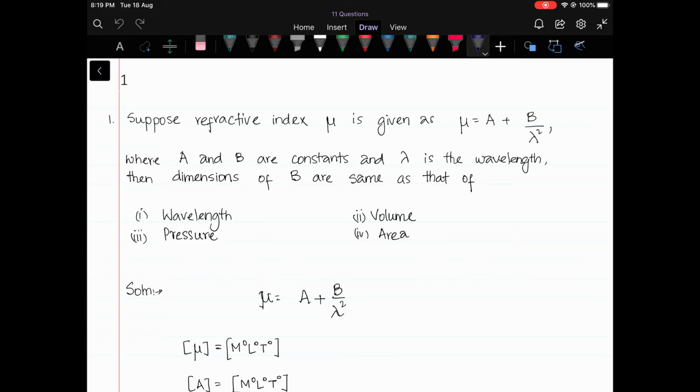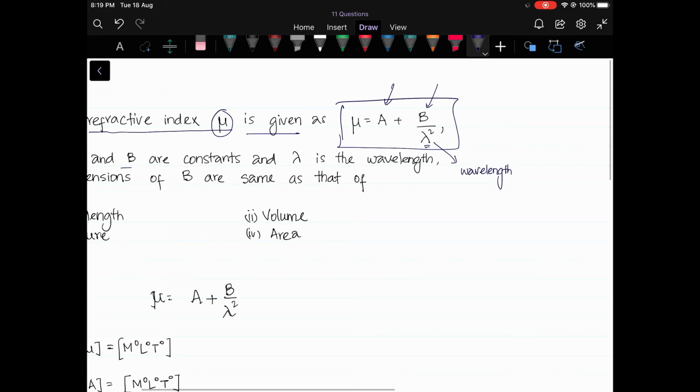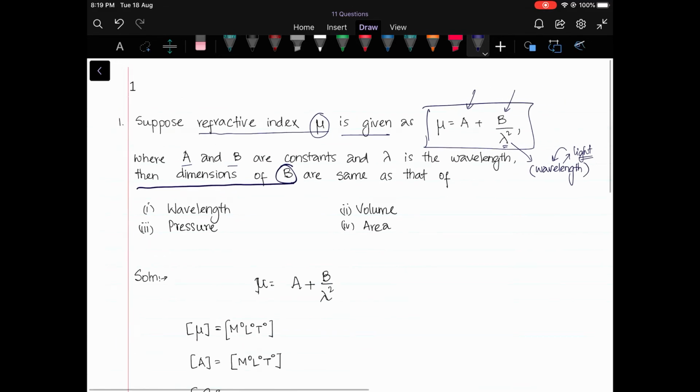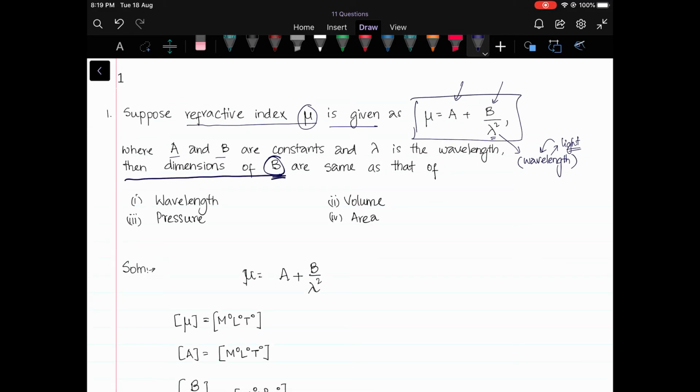So here we have your first question, where it says refractive index mu is given by this formula here, where they have said that A is a constant, B is a constant, and lambda here represents wavelength. You must have heard about wavelength when we talk about light or any wave. So let's say right now it's a wavelength of some light. Then the question also says, what must be the dimension of B? Or the dimension of B is same as to which of these quantities?